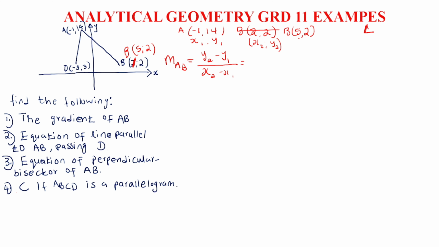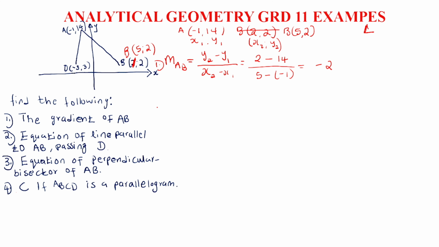Let's go. Y2 is going to be 2 minus y1, which is 14, all over 5, which is x2, minus negative 1. Can you see the bracket there, guys? You need to put the bracket to ensure that everything is correct, and then you can punch this into your calculator, and you will see that it is going to give you -2. Great stuff. So this was number 1.